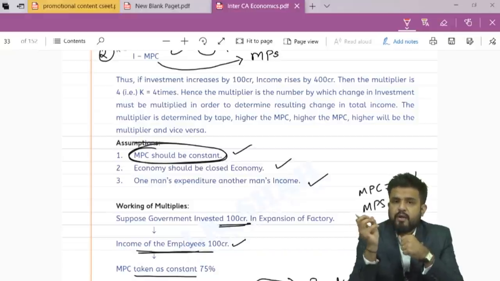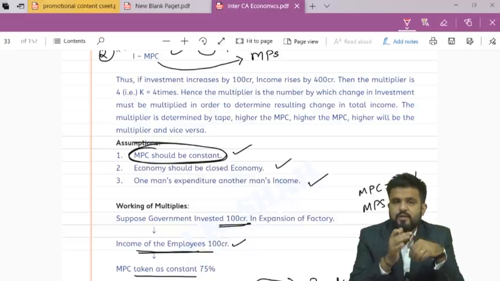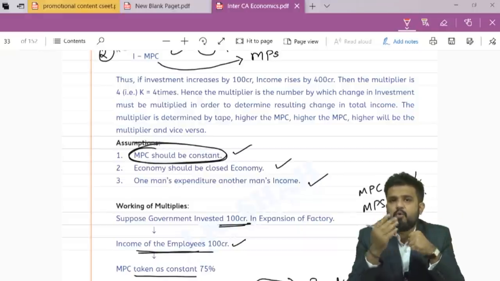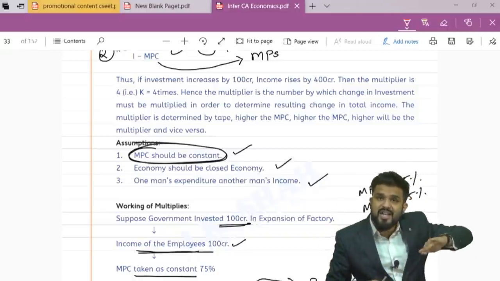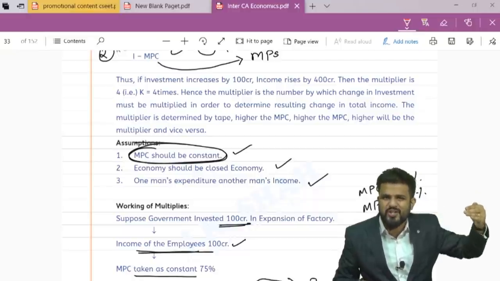But the word multiplier was given by R.F. Khan. He was of the opinion that because of a change in investment, there will be a change in employment. His concept was not wrong; according to him, it was the employment multiplier. But who took it forward? Who redesigned it? Keynes. What he said was that because of a change in investment, there will be a change in the country's national income. He gave it a macro touch.